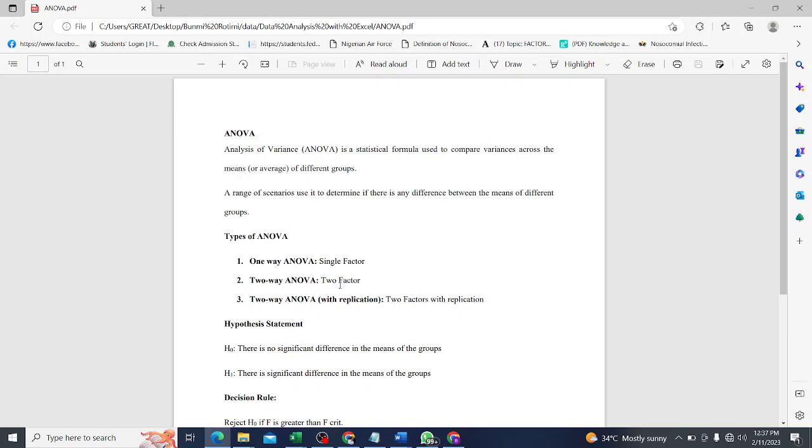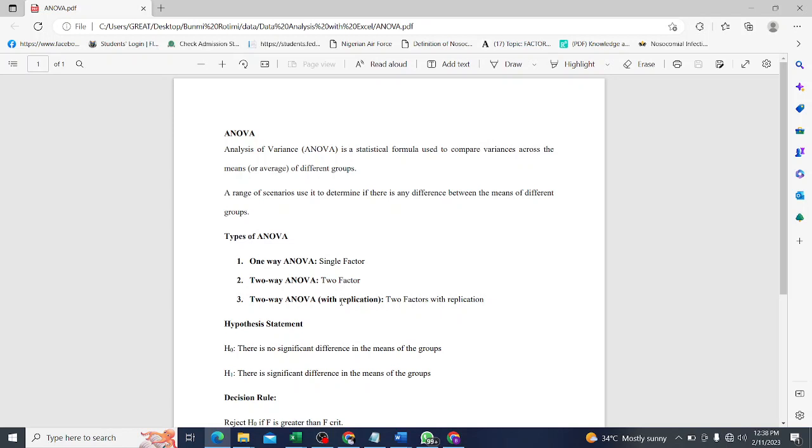Then in two-way ANOVA, we compare two factors. That is, we compare the variances across different groups of two factors. So another factor can be added or examined to explain the effect on the dependent variable. And then we have another one with replication. That is two factors where you repeat the experiment, or replicate it.